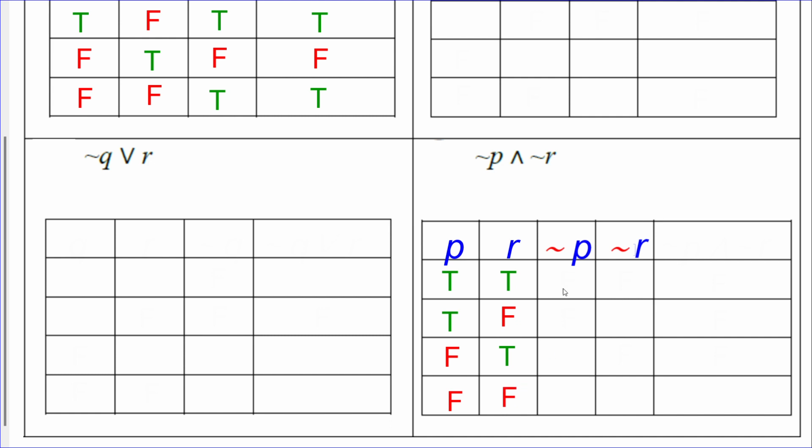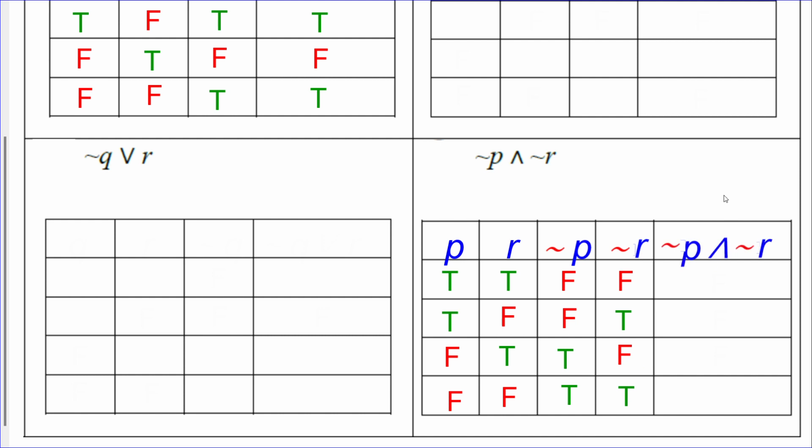Now for our negations, remember negation just means the opposite. So if P is true, the negation of P would be false. And if P is false, the negation of P would be true. Now let's get our negation of R. If R is true, the negation of R would be false. If R is false, the negation of R would be true. So we can go ahead and finish filling in this table. Now let's take a look at what we're going to be comparing.